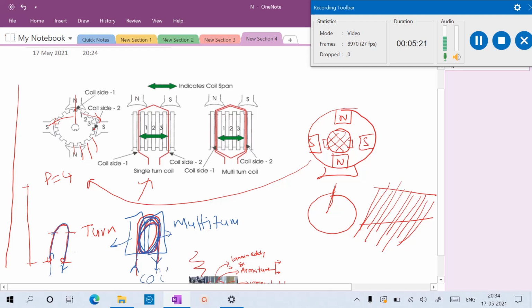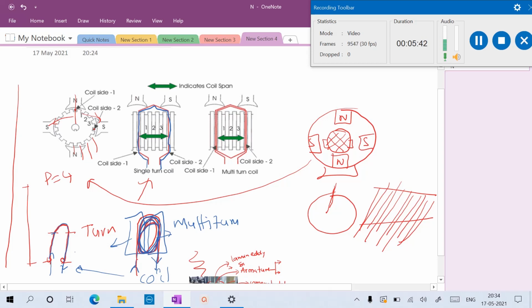Here, this is one turn. A turn consists of two coil sides, and at the same time the coil also has two coil sides. Here you can see this is the conductor, this is one coil side, and this is the other coil side.